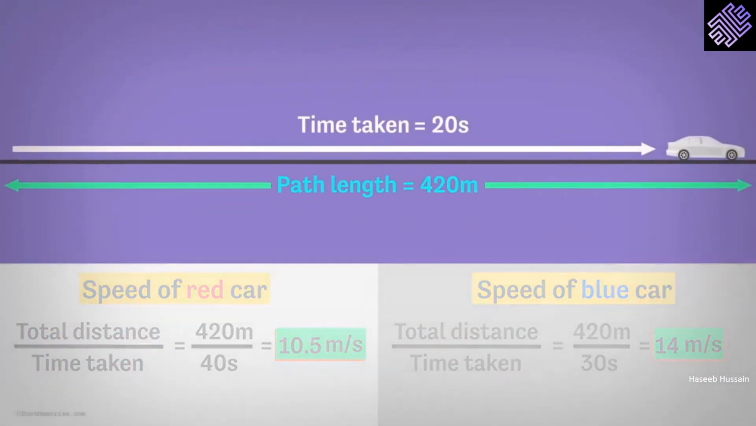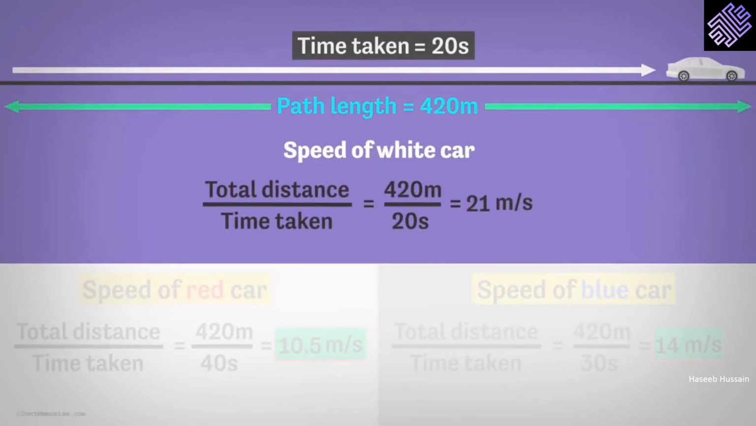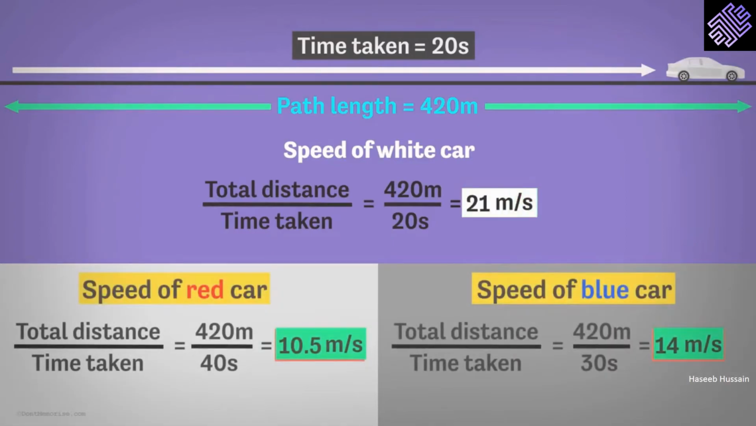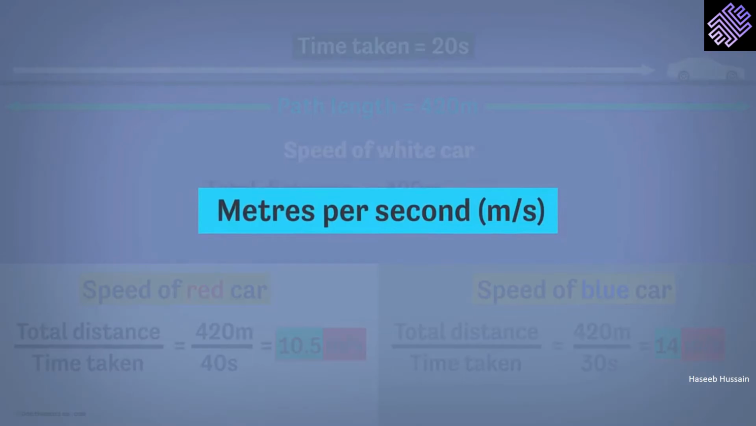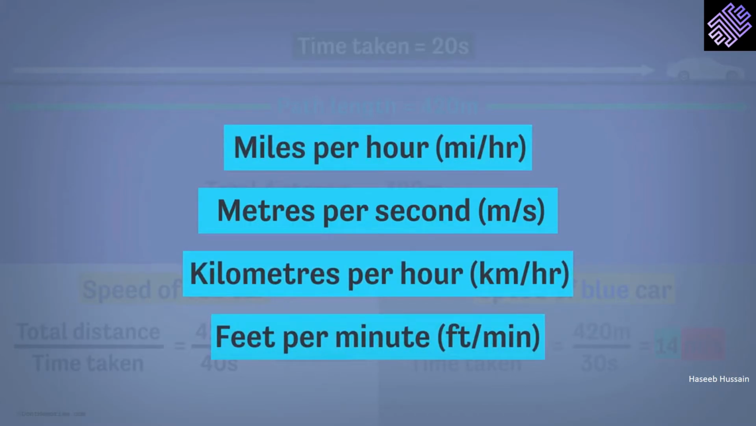Let's bring in a third car, which covers the same distance in 20 seconds. So, what is its speed then? The speed is 420 meters divided by 20 seconds, equal 21 meters per second. This ratio is greatest of all. Now look at the units, meter per second. It is one of the units of speed. There are other units of speed as well, such as kilometers per hour, miles per hour, feet per minute, and so forth. At your level, the most important ones are meters per second and kilometers per hour.